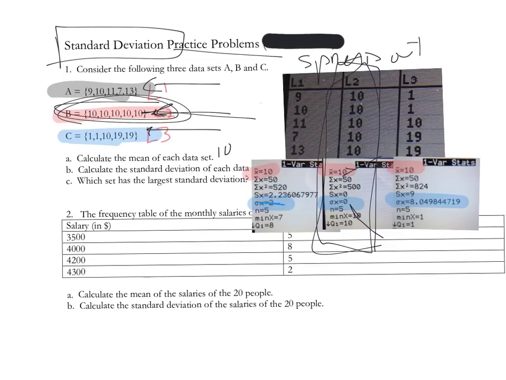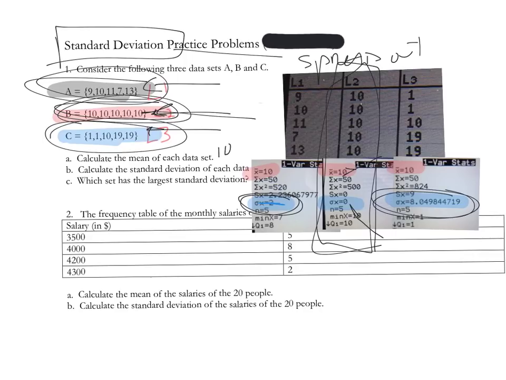For letter A, the standard deviation was 2. For letter C, the standard deviation was a little over 8. The larger the standard deviation, the more spread out the numbers are. Set A, the data values are pretty close to the average. They're pretty close to 10. For letter C, the data values are spread out more because data set C has a higher standard deviation.